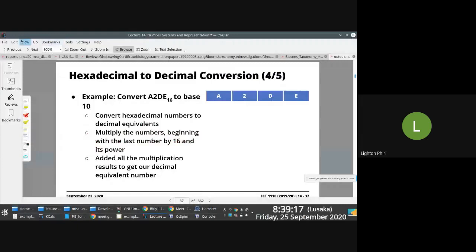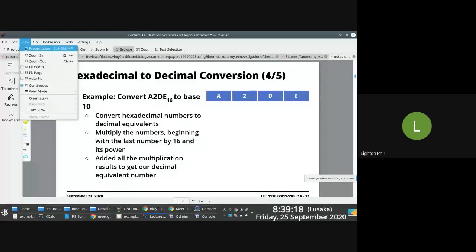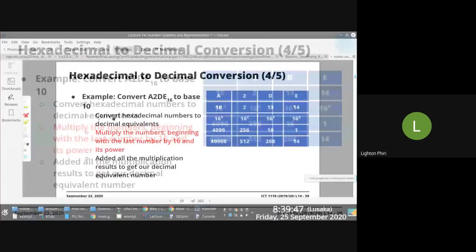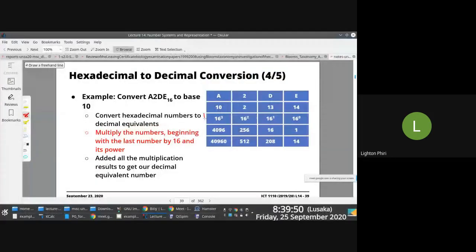Okay. So what we're saying is you get the decimal equivalent of these hexadecimal symbols. A is 10, 2 is 2, D is 13, E is 14. The next step is you multiply the powers of 16 associated with these placeholders with these numbers. In fact, we jumped a step. If you do this stepwise, you identify the powers of 16 that you're working with. Afterwards, you evaluate the powers of 16.